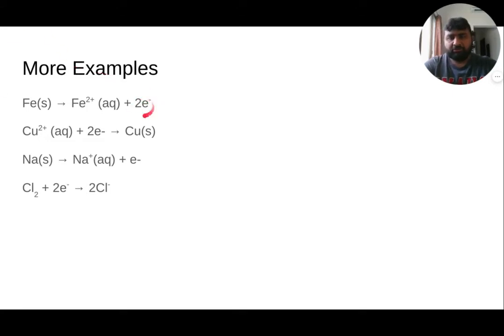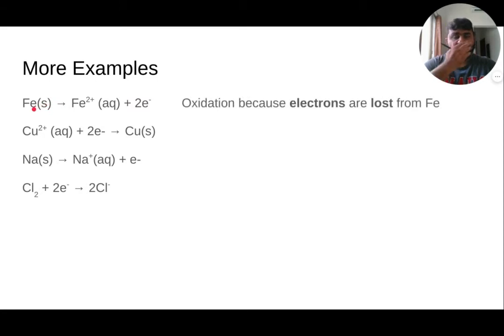Electrons are being written on the product side. So that means electrons are lost. And whenever we have loss of electrons, we can say oxidation is happening. So iron is losing 2 electrons. That's why it is oxidation. How did I know? I knew from the placement of electrons. If electrons are on the product side, we would say they are released. They are part of the product. That means they are removed from Fe. It's oxidation because electrons are lost from where.